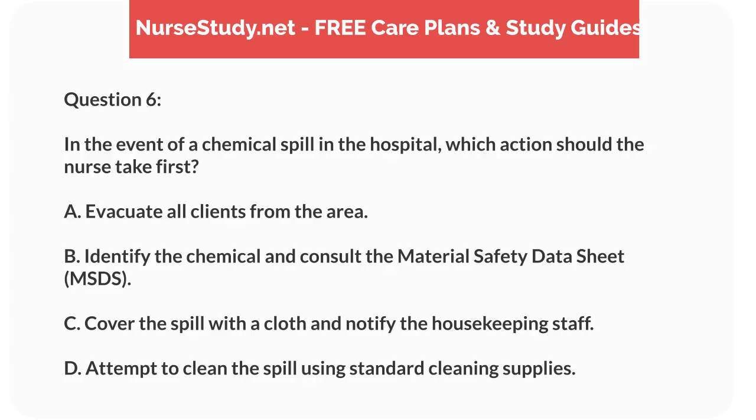Question 6. In the event of a chemical spill in the hospital, which action should the nurse take first? A. Evacuate all clients from the area. B. Identify the chemical and consult the Material Safety Data Sheet, MSDS. C. Cover the spill with a cloth and notify the housekeeping staff. D. Attempt to clean the spill using standard cleaning supplies.